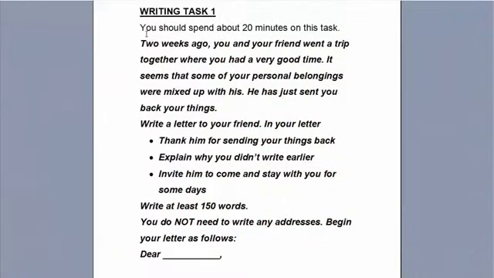Okay, this is your task. Let's read it. 2 weeks ago, you and your friend went on a trip together where you had a very good time. It seems that some of your personal belongings were mixed up with his. He has just sent you back your things. Write a letter to your friend. In your letter, thank him for sending your things back. Explain why you didn't write earlier. Invite him to come and stay with you for some days. Write at least 150 words. You do not need to write any addresses. Begin your letter as follows.